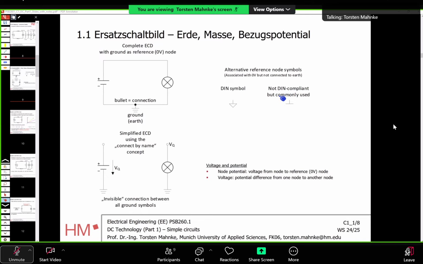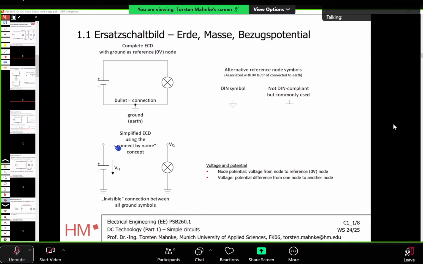The one on the right is not a standard symbol, but it's widely used. That's why I'm showing it here. And you will also find it on our slides. So these are symbols that characterize reference nodes that are not earth connected.